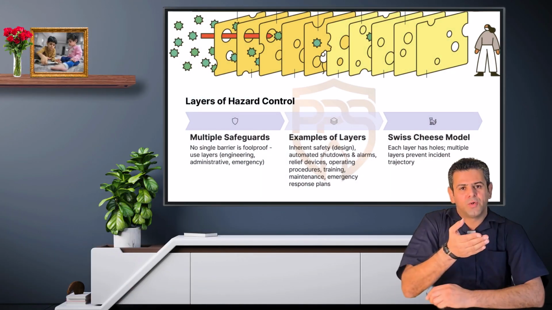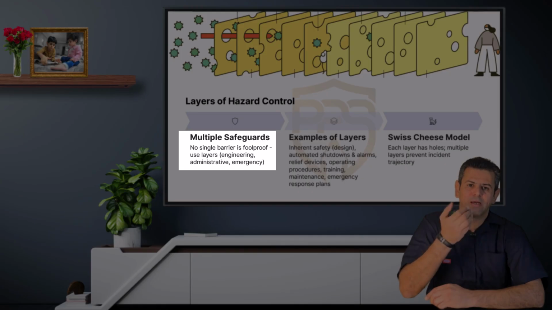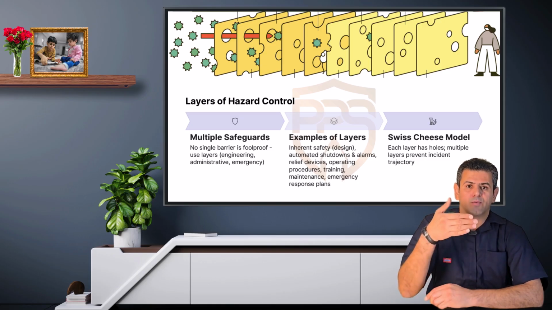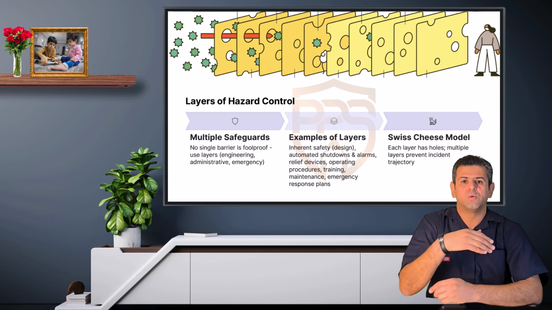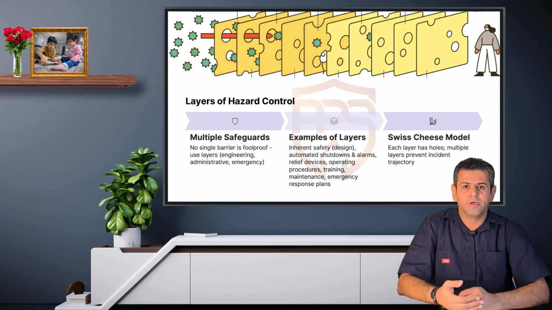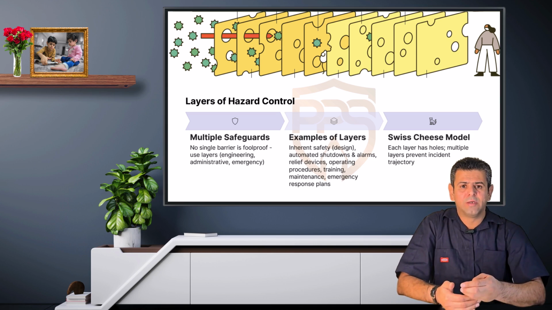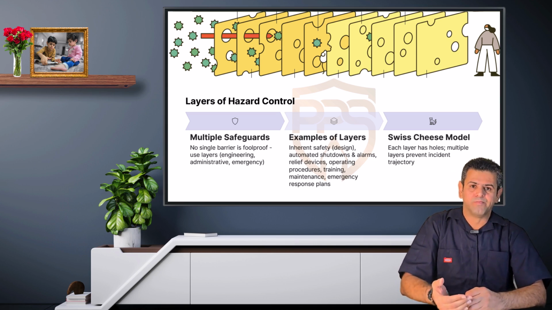Let's dig a bit into how PSM actually prevents accidents. A core principle of PSM and process safety in general is the use of multiple layers of defense, often called layers of protection. No single safeguard is 100% foolproof, so we build several safeguards so that if one fails, the next one can save the day.